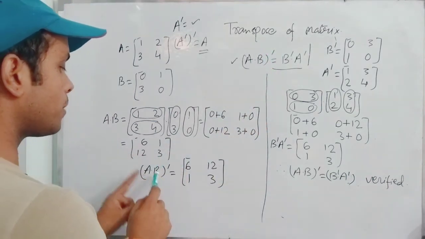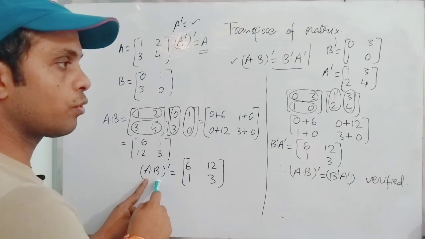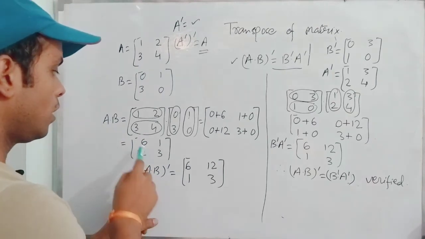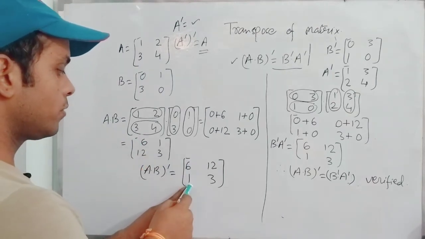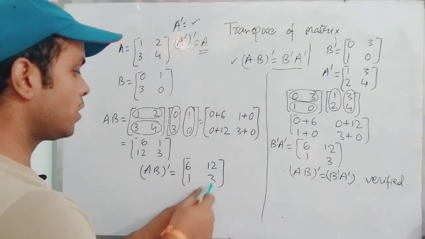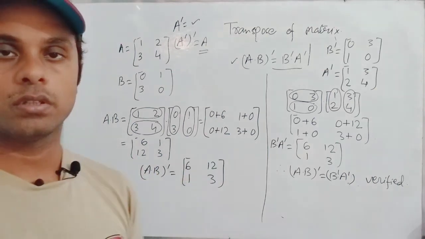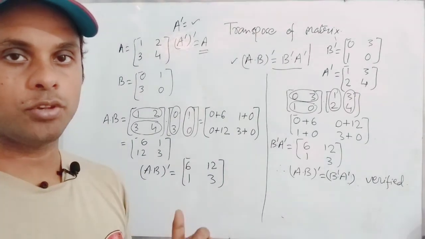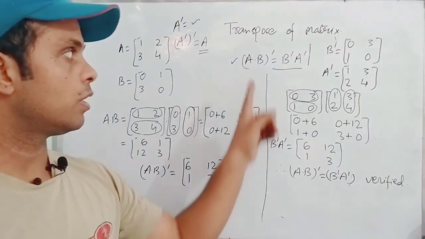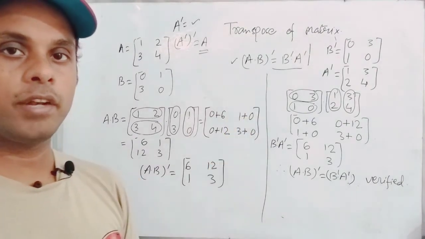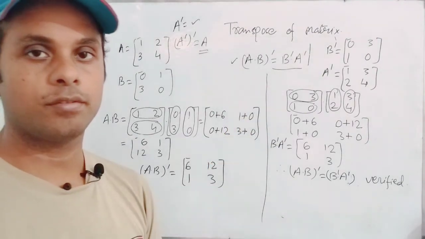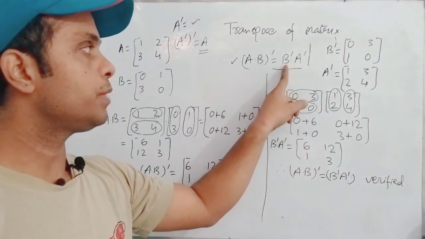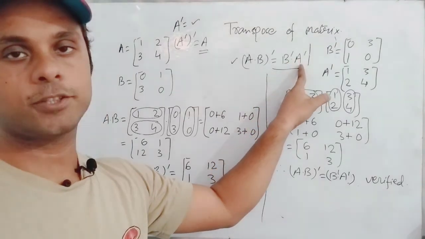What is the transpose of a matrix? Interchange of row and column. So R1 becomes C1 and R2 becomes C2. So this way we obtained the LHS, left hand side, (A into B) whole transpose. Okay, now we will find the right hand side. What is that? That is B transpose into A transpose.